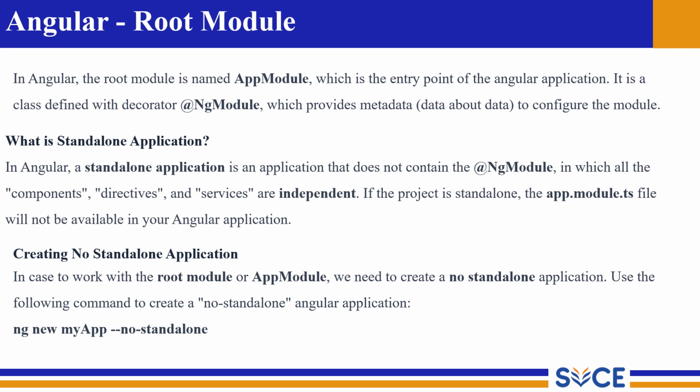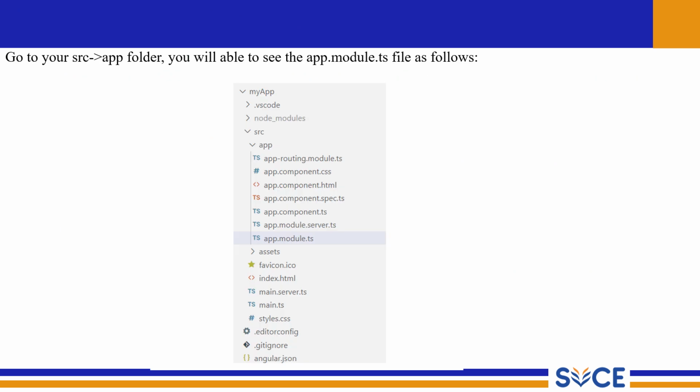So then creating the non-standalone application. In case we want to work with the root module, we need to create a non-standalone application. So ng new my app, then no standalone. If your Angular application is non-standalone, you will be able to see the app module within your Angular application, but if not, you may not be able to see it. However, you can create your custom module using the command ng generate module name, but that will not be considered as a root module.